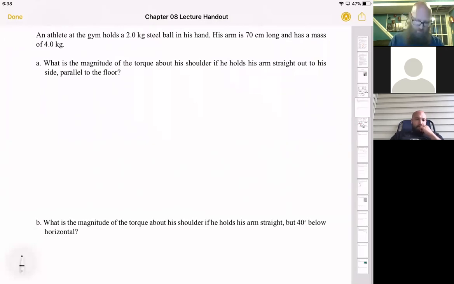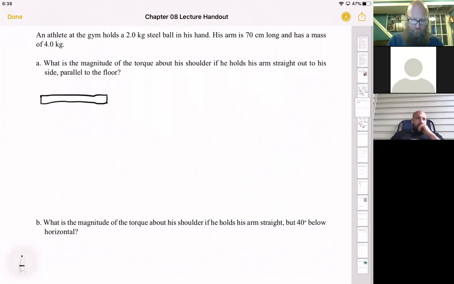So let's draw a picture of this situation. We're going to model his arm as a uniform rod, right? I know that an arm is not, the mass isn't evenly distributed, but this will get us to a good place to start. And then if we wanted to correct this, we could model the arm as, I don't know, a bicep that's uniform and a forearm that's uniform. That's probably still not accurate, but this is just a place to start.